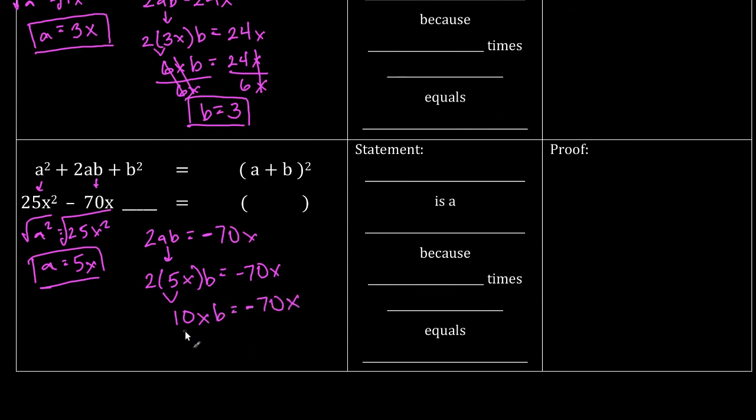So 10xb equals negative 70x. Now, we're trying to find b, so let's divide by 10x. So b is negative 7, because negative 70 divided by 10 is negative 7. So we know that a is 5x and b is negative 7, so 5x minus 7 squared should give us 25x squared minus 70x. Now remember, this is squared, so negative times a negative is a positive. 7 times 7 is positive 49.